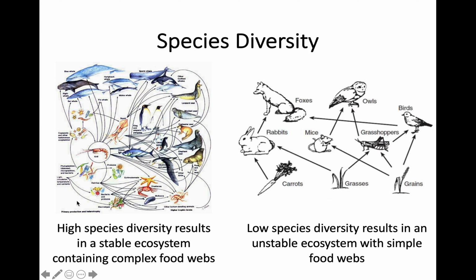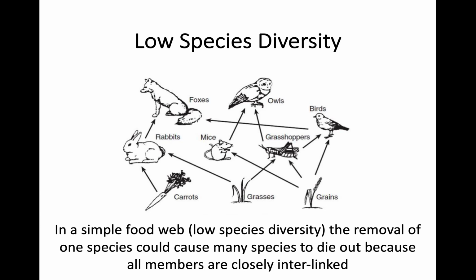Okay, although it's a negative effect, it's not going to have a massive effect. However, if you have an area with a low species diversity, you have this really simple food web. So you can see straight away the difference is quite clear. This would be more of an unstable ecosystem, purely because the removal of one or a couple of species could actually cause the total failure of this ecosystem. It could cause many species to die out because all the members are closely interlinked.